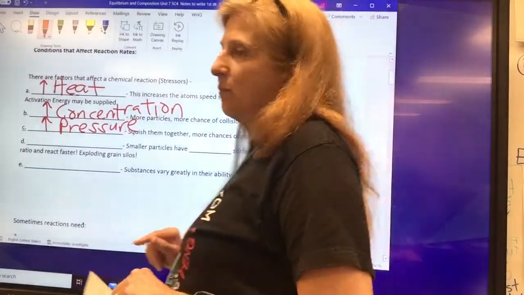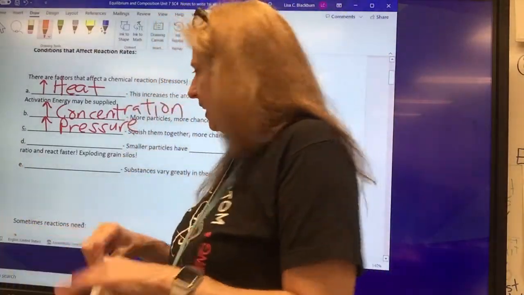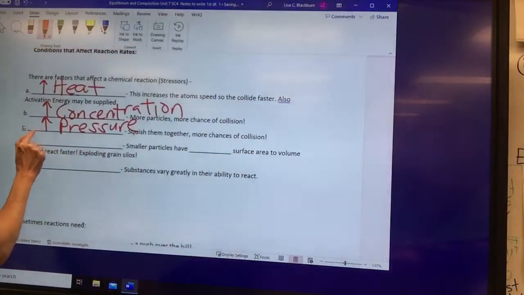So anyway, watch out for surface area. Okay, so the next one is surface area.